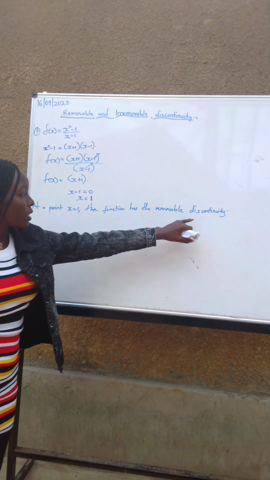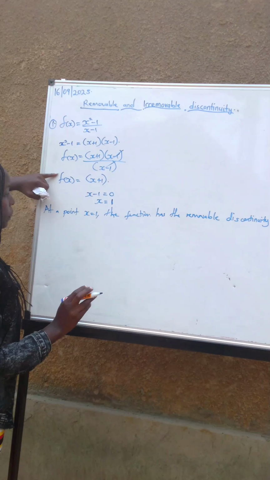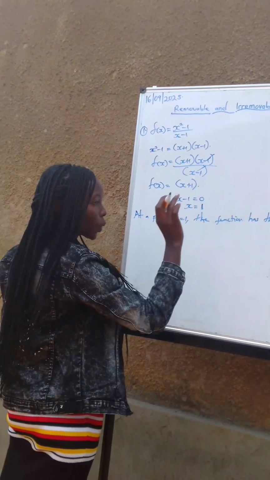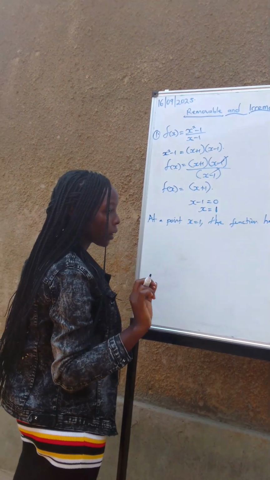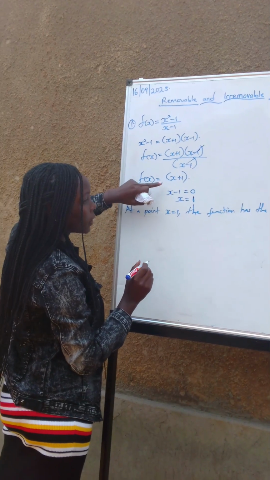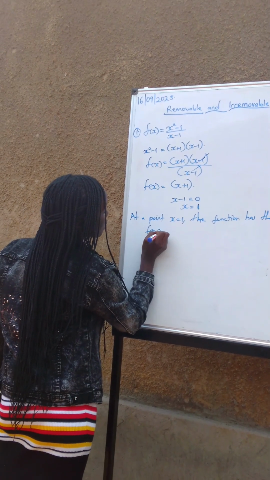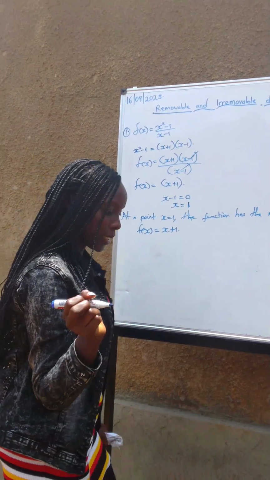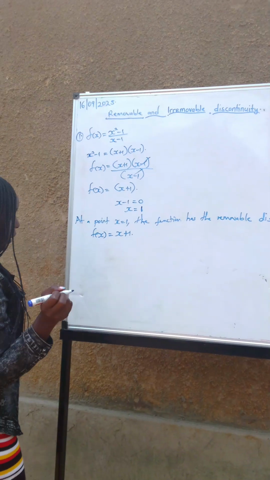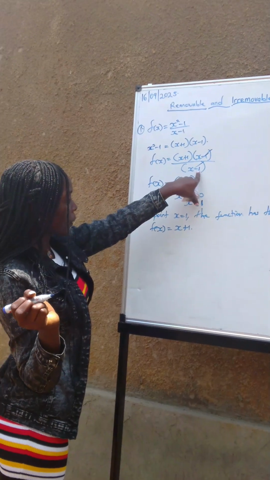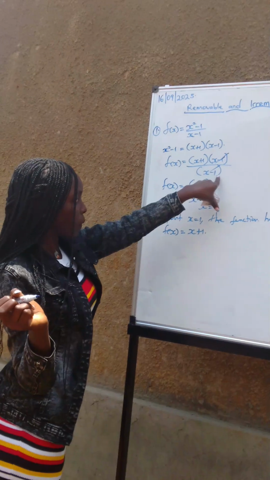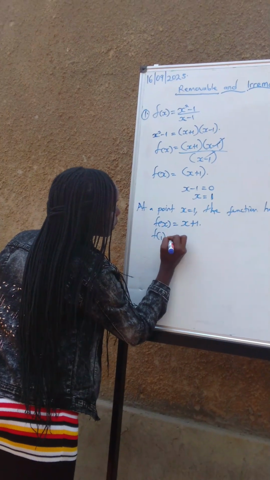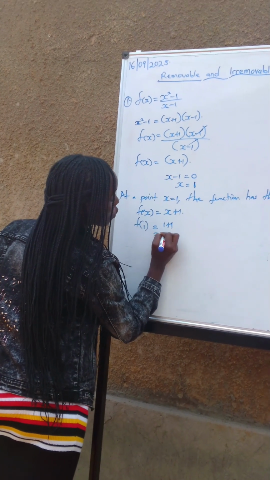But again, we can remove this discontinuity. This discontinuity leaves a hole in your graph. But if we use the function f of x equal to x plus 1, let us take the point 1. In the original form, at the point 1 it is undefined. But if we put 1 into x plus 1, we find 1 plus 1, and this equals 2.